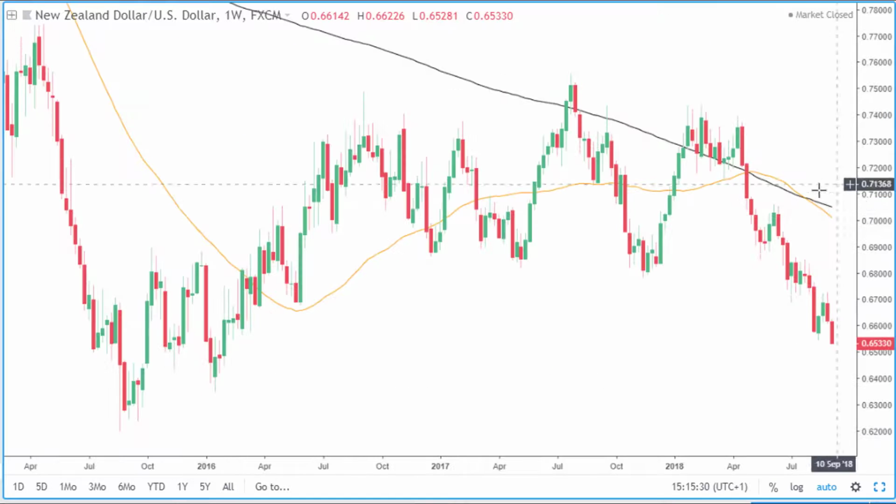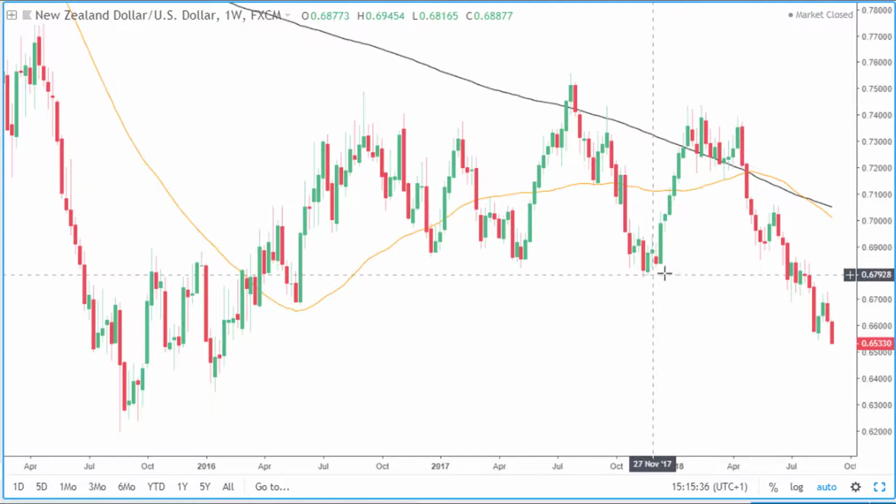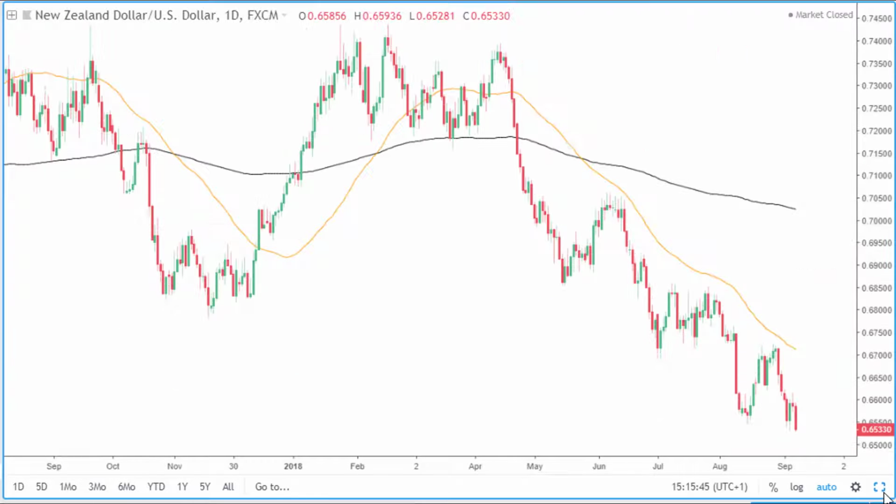Weekly time frame, prices below both the 50 and 200 simple moving averages. Here we had a period of consolidation followed by a break of this support. Since then, prices continued to the downside. Nice bearish trend at the moment, and as you can see, we've had a breakdown of this low area, so we can look for some shorting opportunities based on your trading plan.